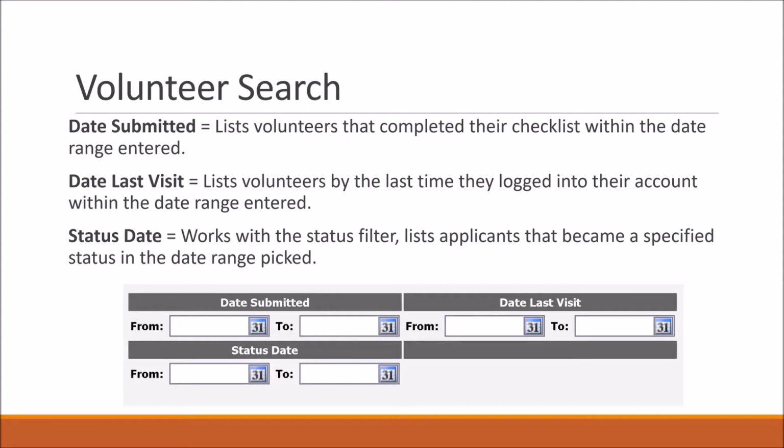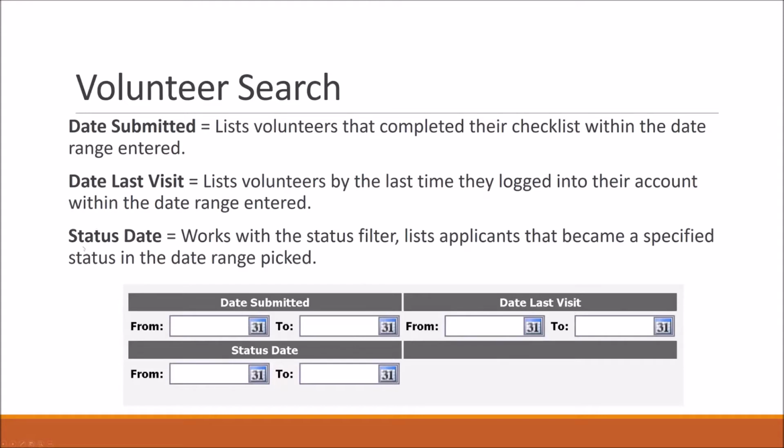You can look for applicants by the last date they visited your site. So if you're curious who came in within this time frame, you can do a from or a to, or you can just do a to. You don't have to do both ends of the date range. You can pick one or the other.